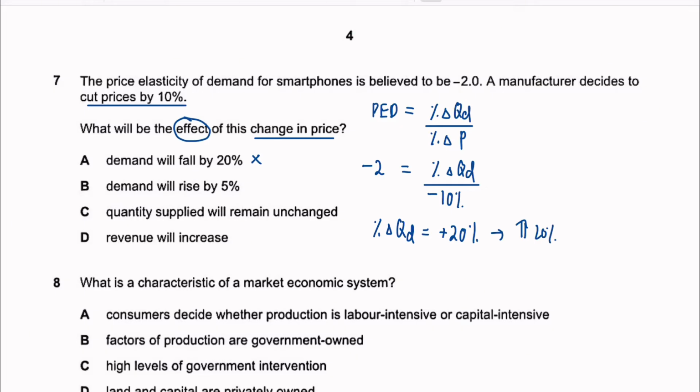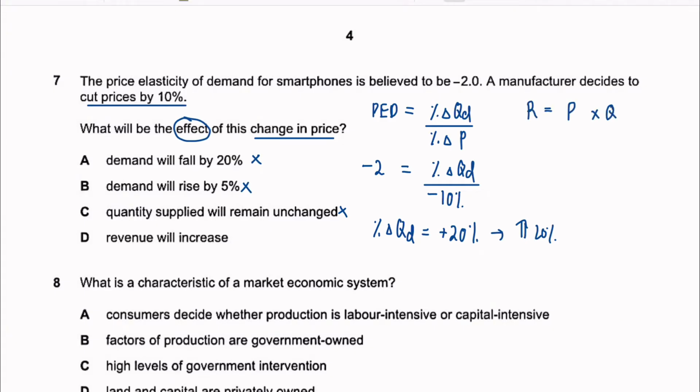Demand will rise by 5% is wrong. Quantity supplied will remain unchanged, not relevant because this is about PED. Revenue will increase. This is the only answer. But why is it so? Okay, let's work it out. There's a way to work it out.